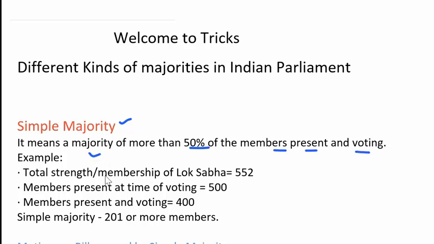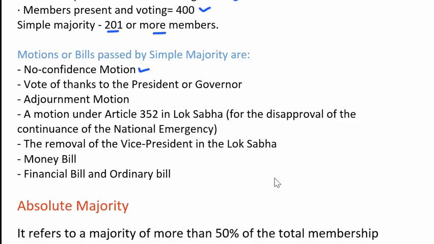For example, if the total strength or membership of Lok Sabha is 552 and members present at time of voting are 500, but out of 500 only 400 are voting, the simple majority would be 201 or more members. Motions or bills passed by simple majority are: first, no confidence motion, vote of thanks to the president or governor, adjournment motion. I have also made a video on these kinds of motions and a trick to remember these motions. You can find the link in the description below.